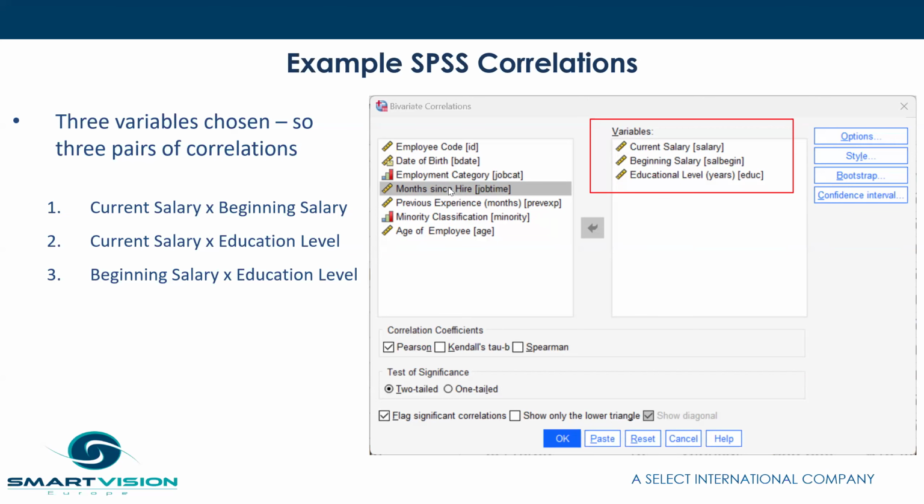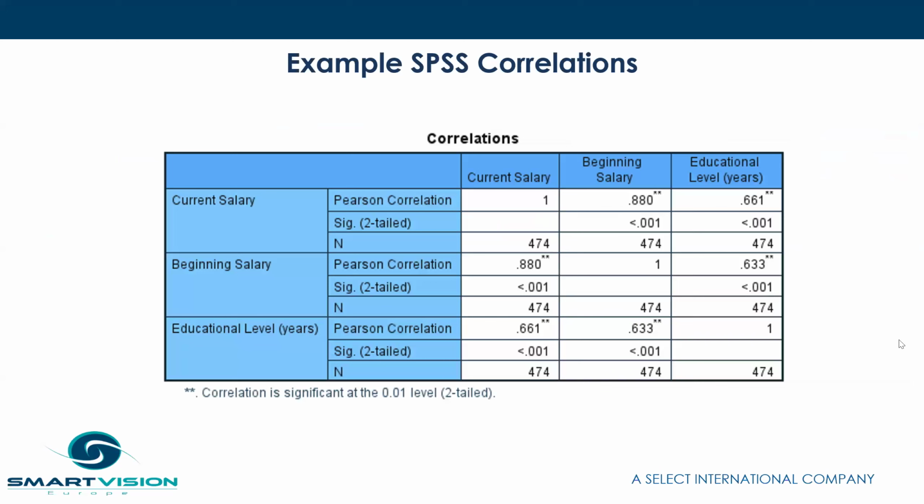If we run with the default settings, what we'll get is a table that looks like this. Quite confusing. A lot of numbers in here. Here is the actual correlation. Look, current salary against itself is a correlation of 1. Well, of course it is. And current salary against beginning salary is a correlation of 0.88. Quite a strong correlation here. The double asterisk indicates that it's significant at the 0.01 level, whereas a single asterisk would mean it's significant at the 0.05 level.